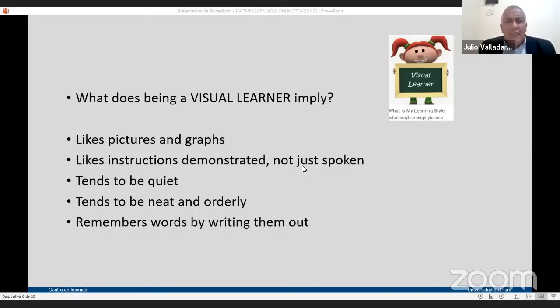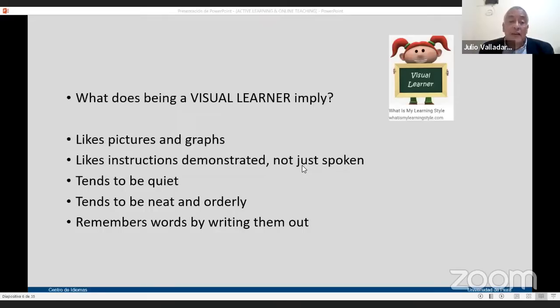So why am I telling you this? Because if we want to design activities in which our students are going to be actively involved, we need to know what sort of activities we can devise. We need to know what sort of instructions we have to give. So we can sometimes go for the visual learning, sometimes for the auditory learning, sometimes for the tactile one, and sometimes for the kinesthetic. You know? So if they have to draw, if they have to watch a video.